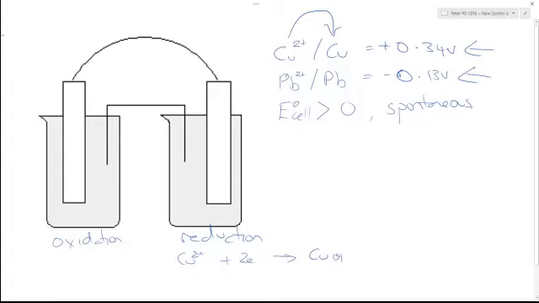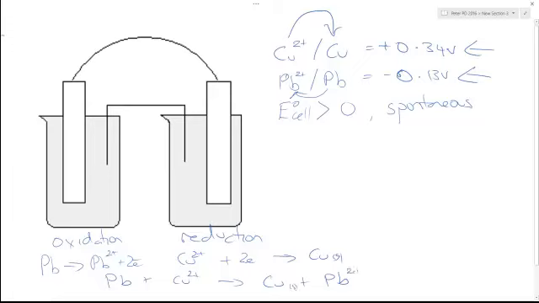If that's getting reduced, that means this is getting oxidized. The more negative voltage gets oxidized. So that's going from Pb to Pb2 plus. Okay, and the overall cell reaction therefore would be with both 2 electrons cancelling out.